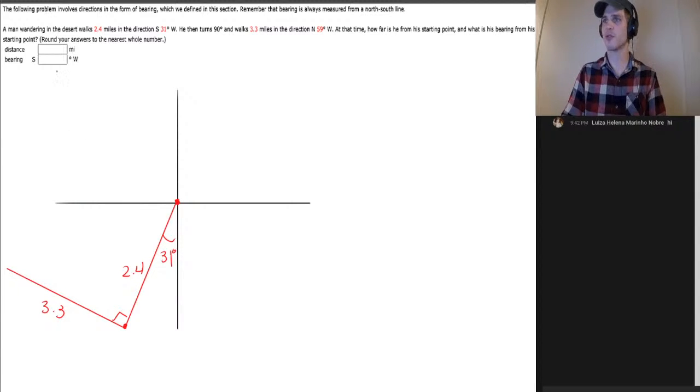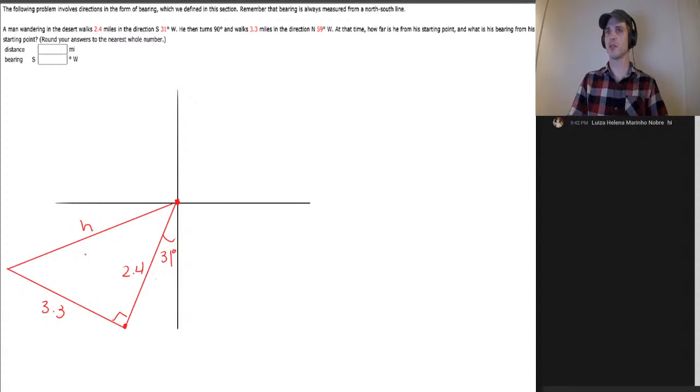At that time, how far is he from the starting point? Okay, so we want to know the length of this thing. That's the distance to the starting point. So since it's opposite of the right angle, that means it's the hypotenuse. And so if this is squished, I apologize. So we actually know 2 side lengths of the right triangle, so we can really, really easily find the hypotenuse here. So the hypotenuse squared is going to be equal to 3.3 squared plus 2.4 squared.